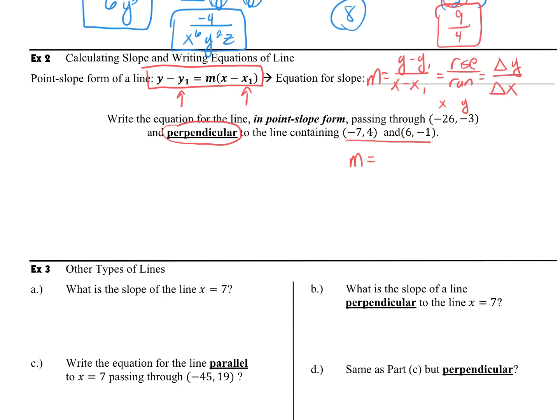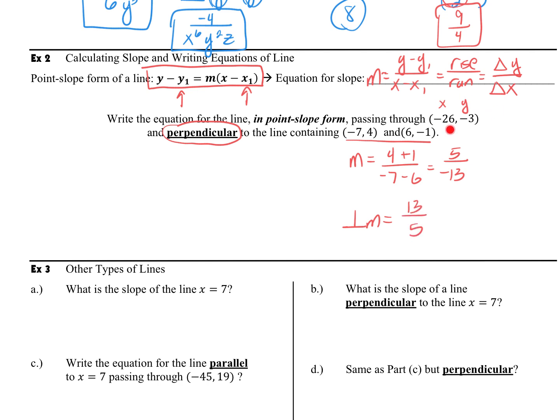So the numerator is the change in y, so 4 minus a negative 1, so 4 plus 1, and negative 7 minus 6, so negative 7 minus 6, that gives us 5 over a negative 13. Now that's the slope of this line. We want ours to be perpendicular. So ours is going to be the perpendicular slope, which is the opposite reciprocal, so 13 over 5.